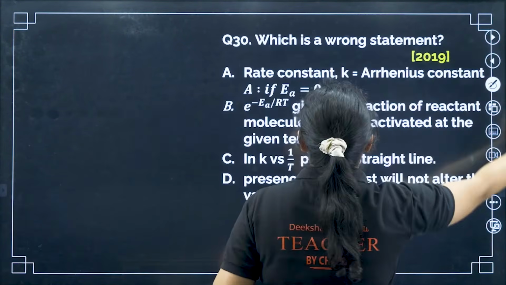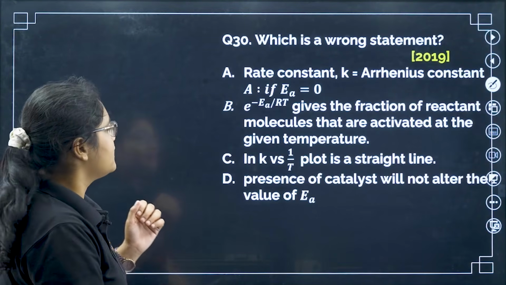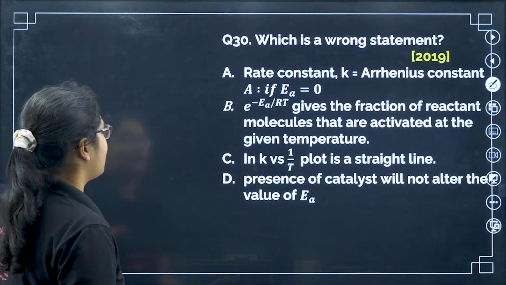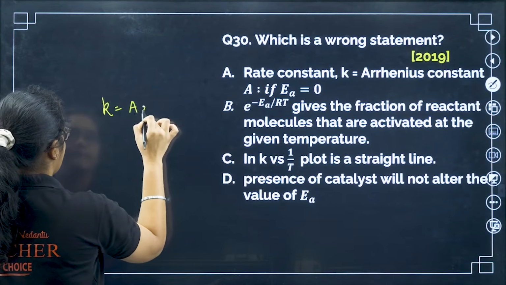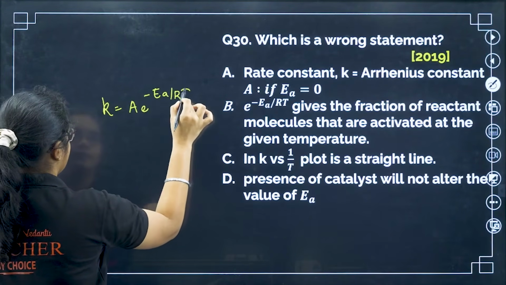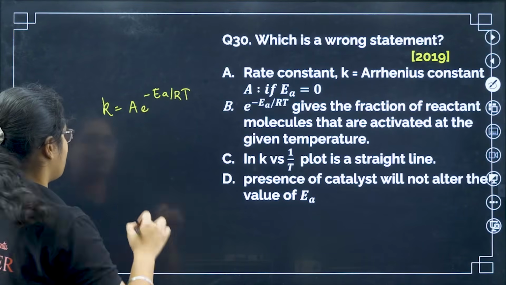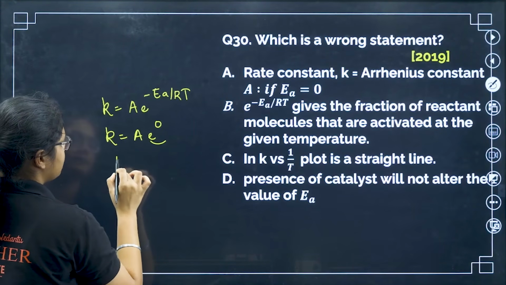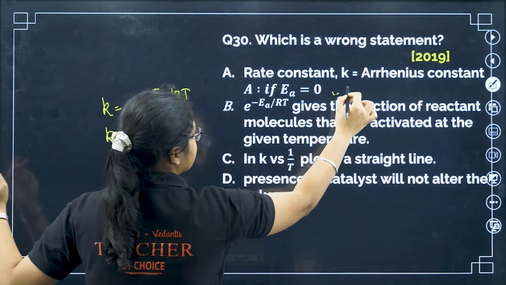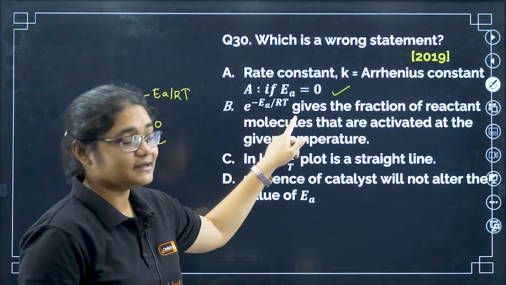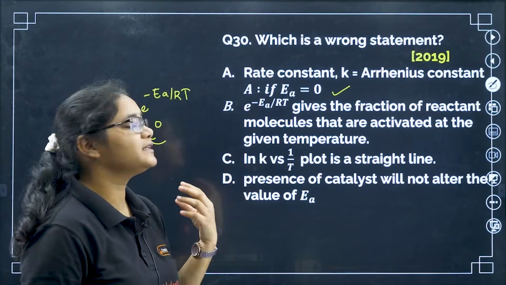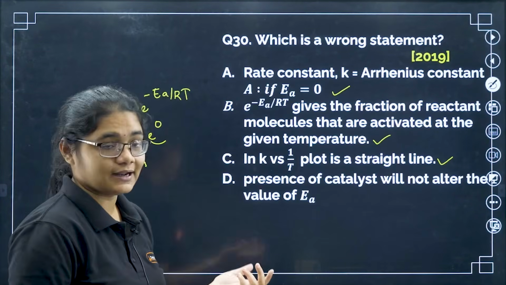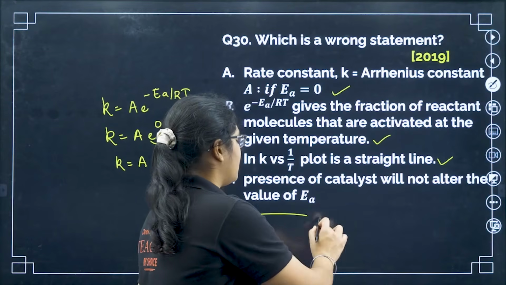Now moving to question number 30, which is a wrong statement. Rate constant k equal to Arrhenius constant if activation energy is 0. If activation energy is 0, then e to the power of 0 is 1, that means k is equal to A. So this is a correct statement. e to the power of minus Ea by RT gives the fraction of reactant molecules that are activated. Yes, this is also correct. The ln k versus 1 by T plot is also a correct straight line. That is also correct. Presence of catalyst will not alter the value of Ea.